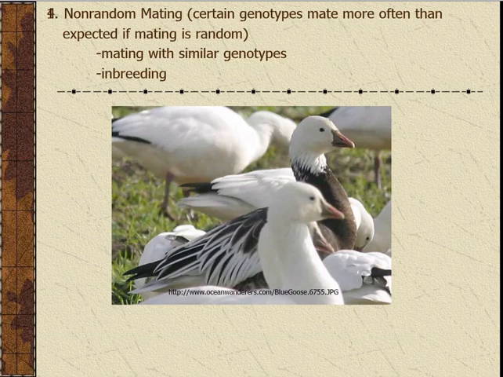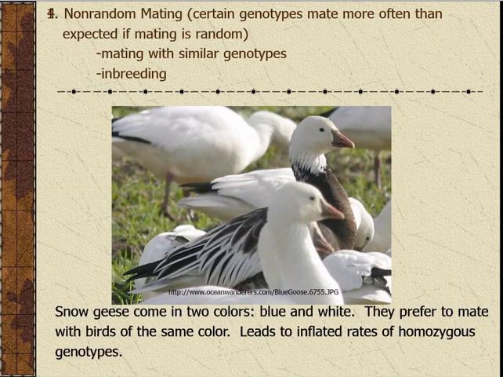So one example here, we have these snow geese, and it turns out that snow geese come in two colors, blue and white, and that they tend to prefer mating with individuals of their same color. They are the same species at this time. But as that continues, as the blues continue to mate with the blues and the whites continue to the whites, you're going to find inflated rates of homozygous genotypes, and it's very possible that eventually these two different colors of snow geese won't even be able to mate with each other anymore, and we'll end up defining them as two separate species. But currently, they are the same species.